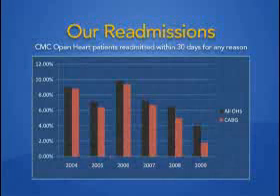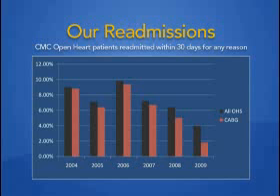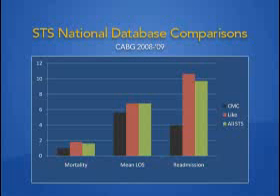Let's look at our readmissions. CMC open heart patients have extraordinarily low rates of readmission to the hospital. Readmissions are delayed complications. And if we're working on the complications in the hospital, we should be working on the complications immediately after they leave the hospital as well. In the last year, only 4% of all open heart patients were readmitted, and for coronary bypass surgery, it was less than 2%. When we compare our outcomes to the STS national database, we can see that the mortality rate at CMC is about half the national average, our mean length of stay is lower, and our readmission rate is only about 1/3 of what the rest of the country is experiencing.